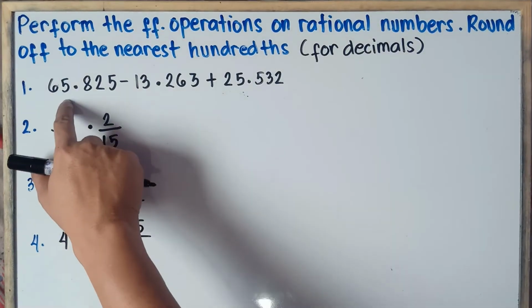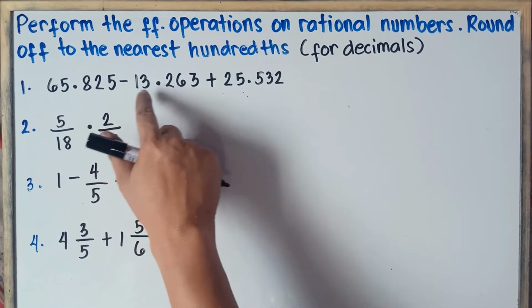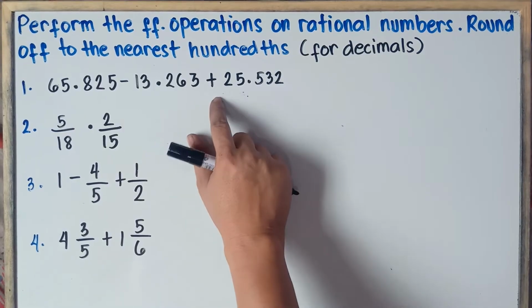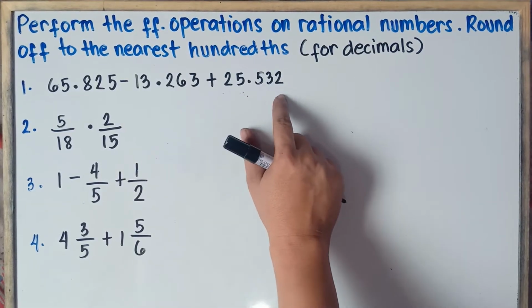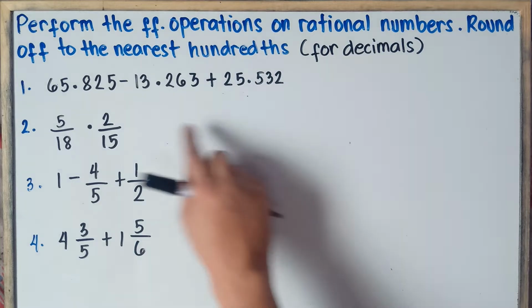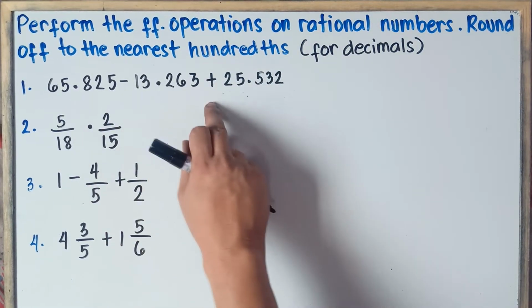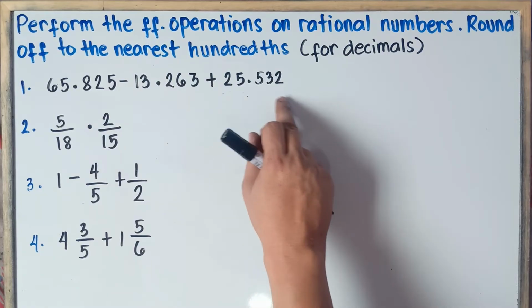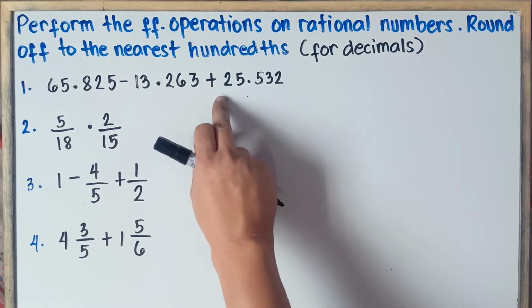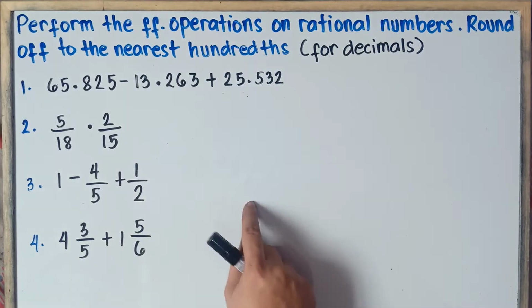Given 65.825 minus 13.263 plus 25.532. So the thing that you will do, class, if you have an example like this, simply subtract and then your answer, class, you add it by 25.532. But if you're confused with that one, class, because you have negative, you have positive, you can rearrange, class.